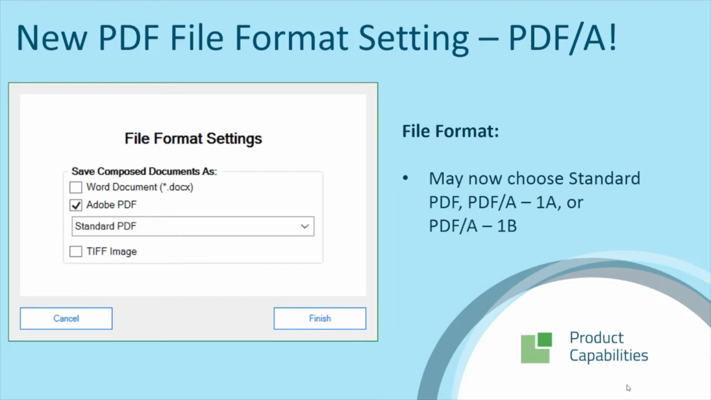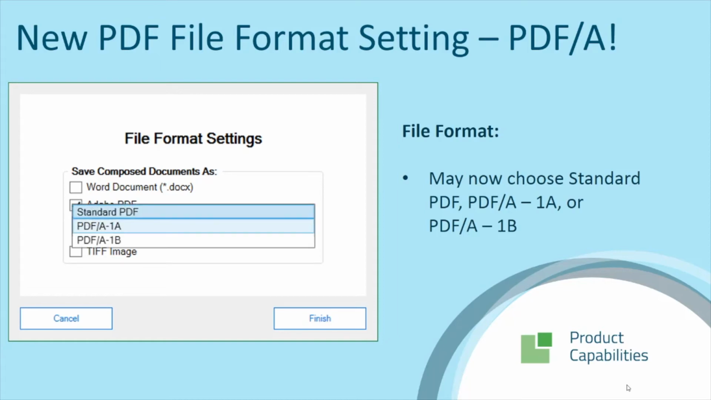PDF/A is here. Now, composed documents can be archived in OnBase or prepped for distribution in either the PDF/A-1a or PDF/A-1b format, in addition to the standard PDF format that's been available for many years. Many customer organizations have regulations that specify PDF archival format, and in this case, they now have two PDF/A options.